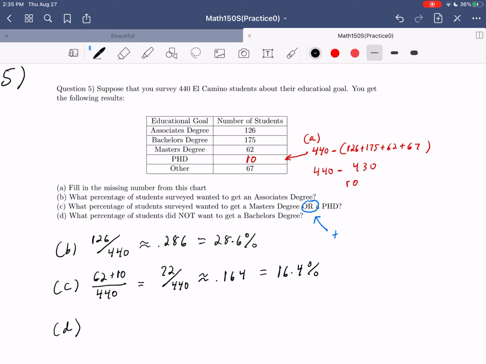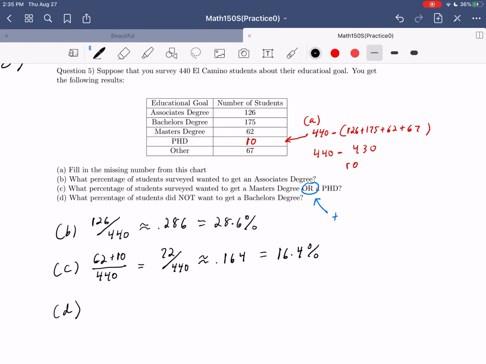All right, for D, we want the percentage of students who did not want to get a bachelor's degree. Couple ways that we could do this. One way is we could add up all the people who did not want a bachelor's degree. So approach 1, and then we'll talk about a slightly faster way. We could say take all the people who said associates, take all the people who said masters, take all the people who said PhD, take everybody who said other, add them all together, and divide by 440.